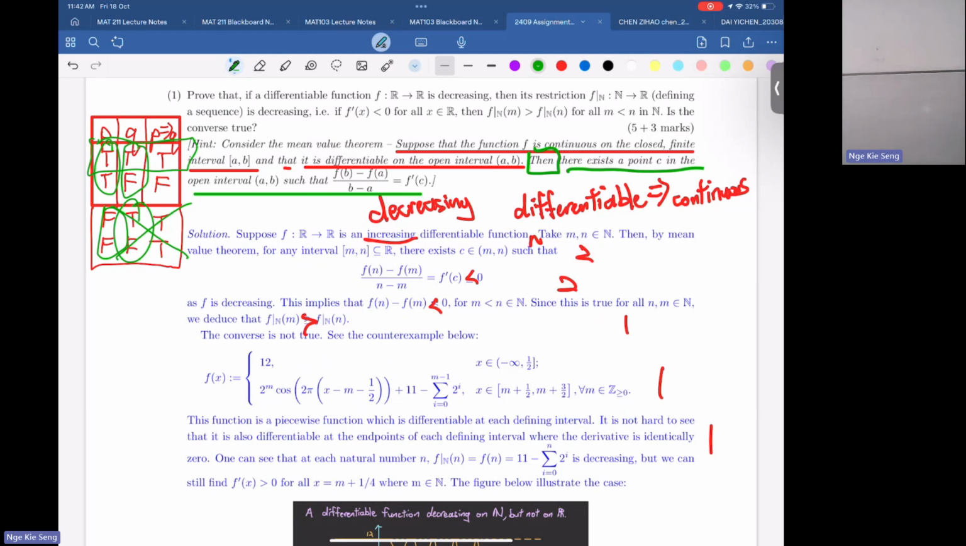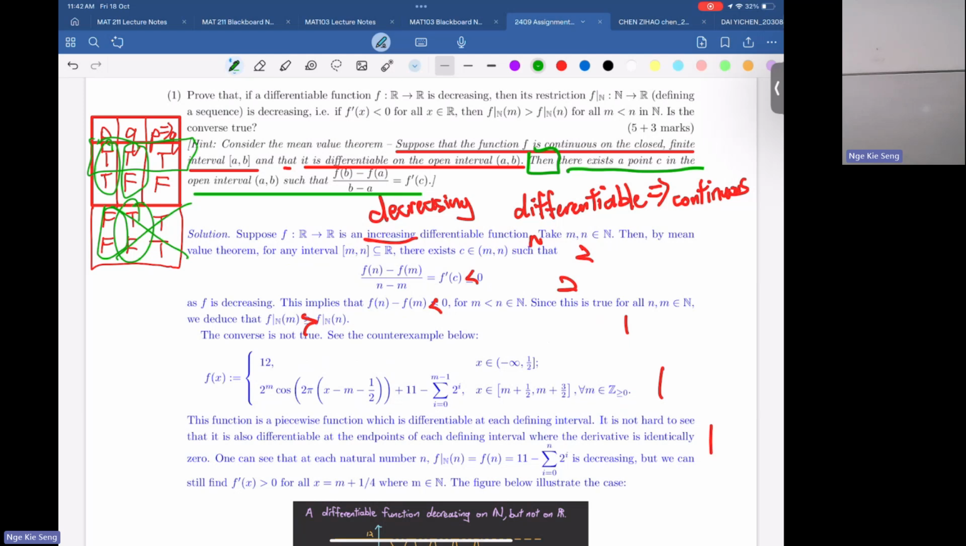We got the mean value theorem now. After we apply mean value theorem, what we know about decreasing? Okay, I put the hint inside your group chat, right? Decreasing is about the first derivative less than 0. So we will know that this quotient here, F(n) minus F(m) over n minus m is less than 0. It's less than 0. So meaning what? I get F(n) less than F(m). Done.